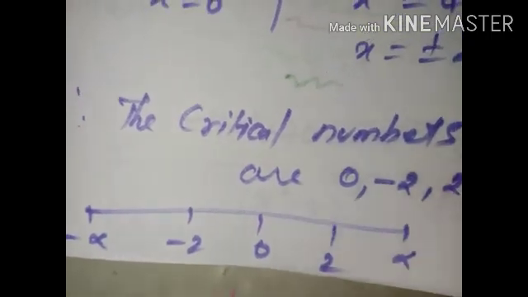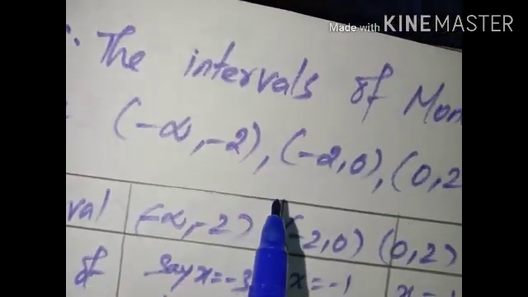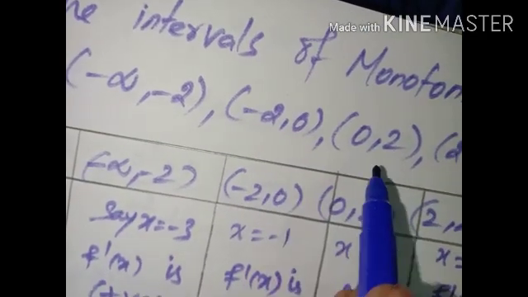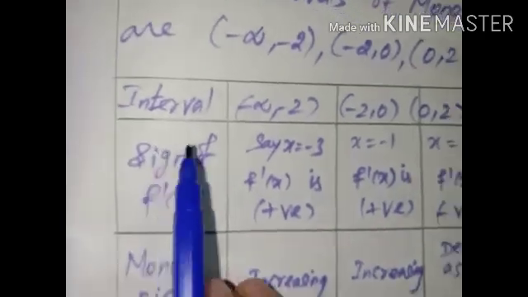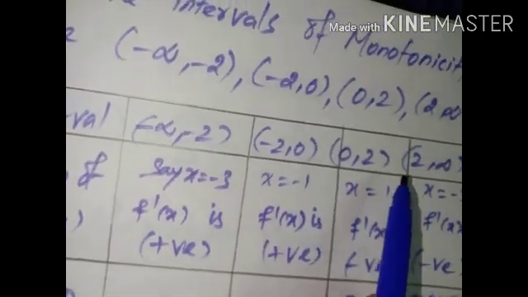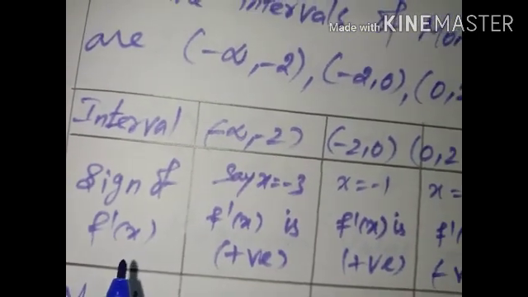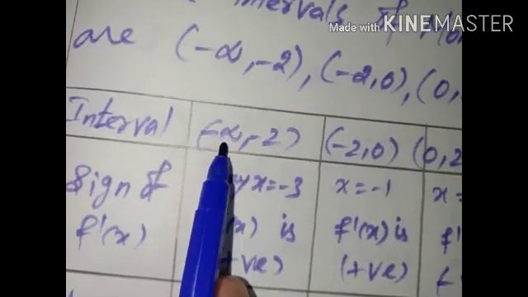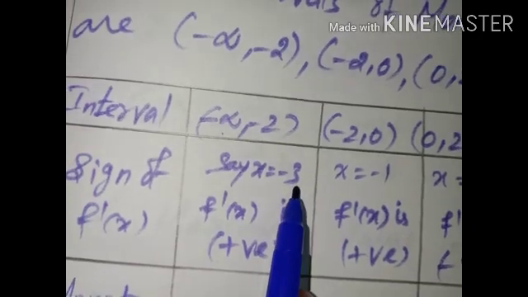Then the intervals of monotonicity are minus infinity to minus 2, minus 2 to 0, 0 to 2, and 2 to infinity. We substitute a value from each interval to find the sign of f dash of x. For minus infinity to minus 2, take the value x equal to minus 3 and substitute it in f dash of x.